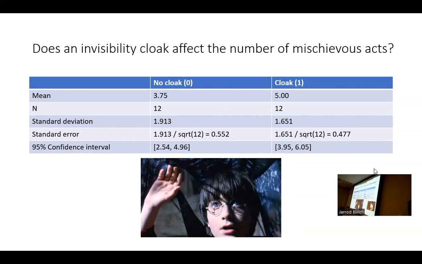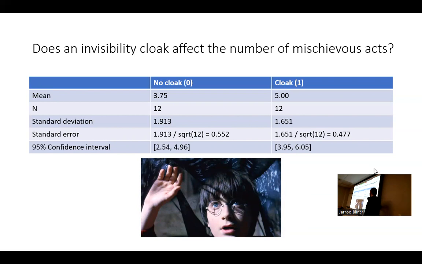Yeah, it took off. So we've got two different groups of participants. One group, we don't give them any invisibility cloaks. So, normal everyday life, they go about, and we see how many mischievous acts they commit. The mean number of acts was 3.75. There were 12 participants in this group, and we have their standard deviation and their standard error. And from that, we calculate a tolerance.